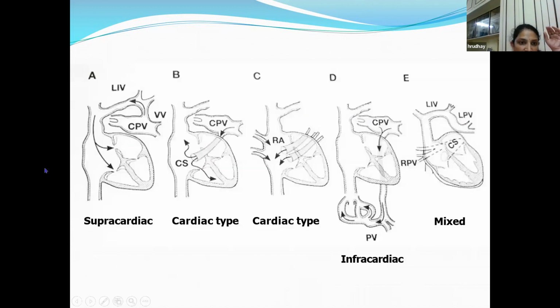So this is supracardiac, where they connect above the right atrium, whereas this is a cardiac type, where it is connected directly to the right atrium. This is one of the cardiac types, and this is the other cardiac type. Infracardiac, so somewhere down near the inferior vena cava, it forms with the ductus venosus and connects to the inferior vena cava. This is a mixed type.